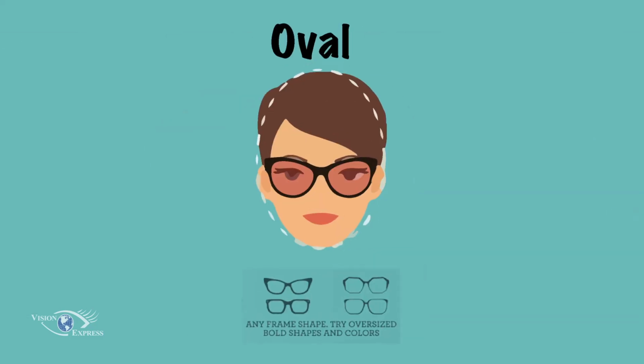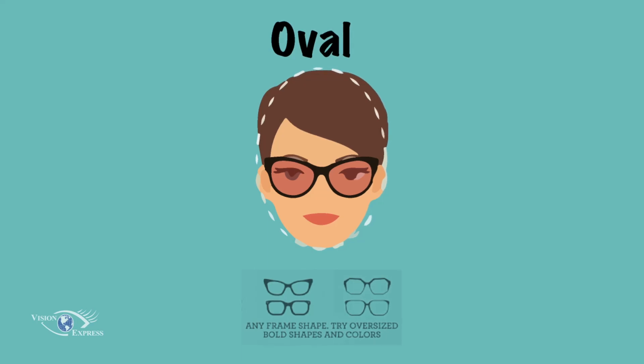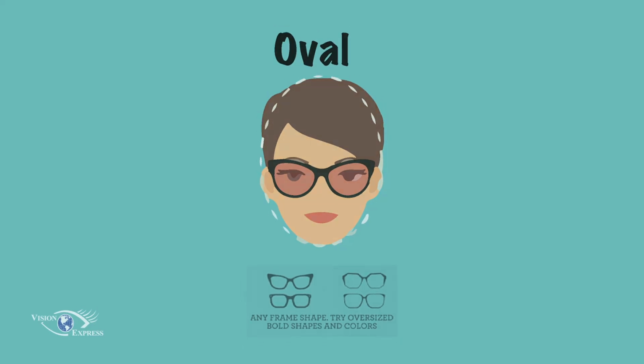Oval face. Oval face patients are quite versatile and can wear almost all shapes for their facial structure. Large frames like aviators and wide square frames would bring balance to their narrow face.